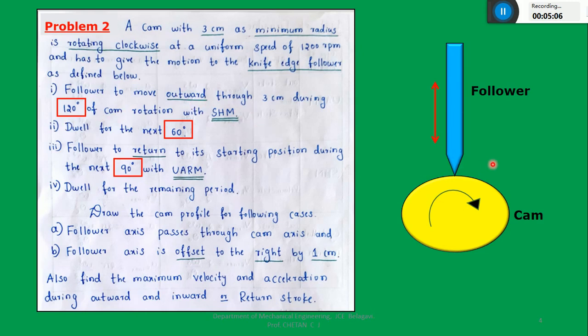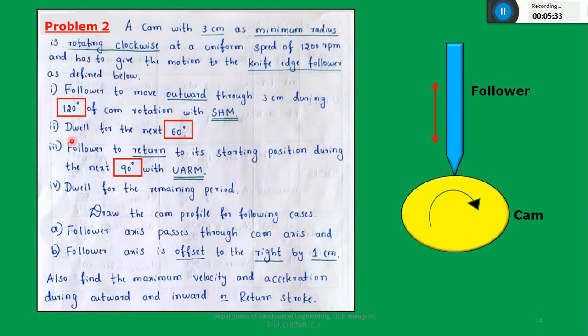After the follower moves in upward direction, for the next 60 degree of the cam rotation, there will not be any movement of the follower. So for the first 120 degree of cam rotation, the follower will move in upward direction, and after that, for the next 60 degree of the cam rotation, there will not be any movement of the follower.